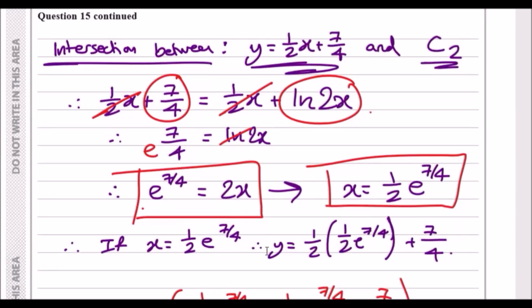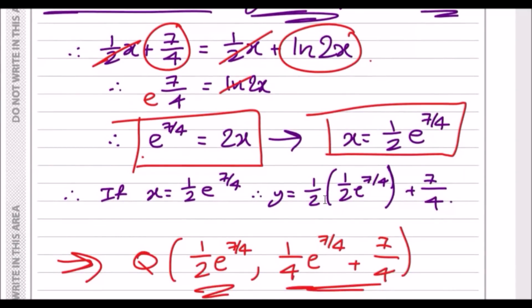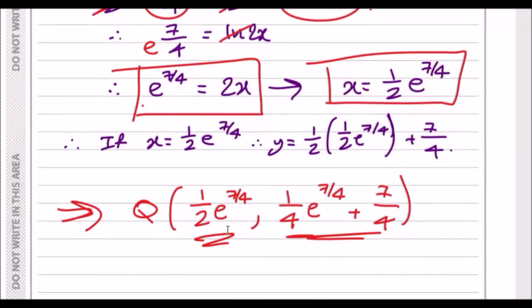So plugging in the x value into the line equation, I get y equals half times half e to the 7/4, close bracket, plus 7/4. And then just expanding this, you get quarter e to the power 7/4. And that's it. That's your x coordinate here and your y coordinate here.